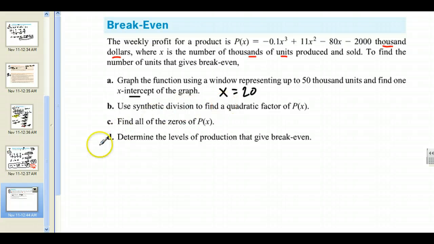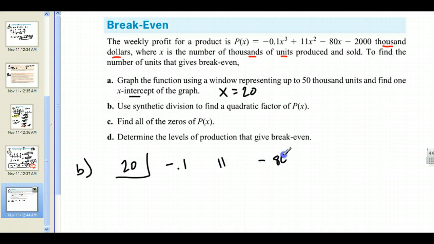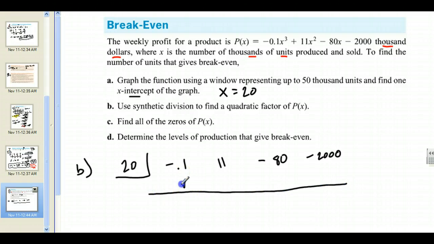Alright, use synthetic division to find a quadratic factor. So 20 is one solution, so I'm going to start with that. I got a negative 0.1, an 11, a negative 80, and a negative 2,000. Bring down your negative 0.1 to start off. 20 times negative 0.1 is negative 2. 11 plus negative 2 is 9. 20 times 9 is 180. Then negative 80 plus 180 is 100. And then 20 times 100 is positive 2,000. Negative 2,000 and positive 2,000 wipe each other out.